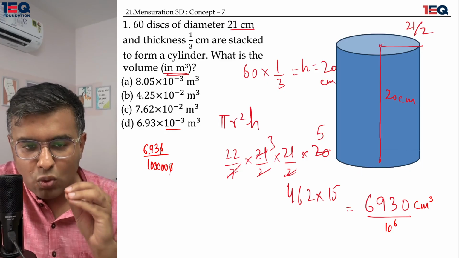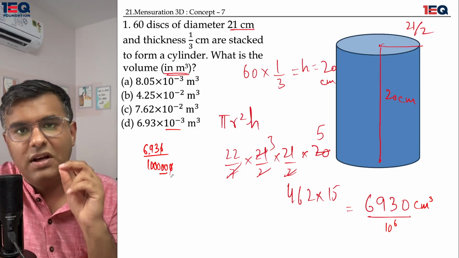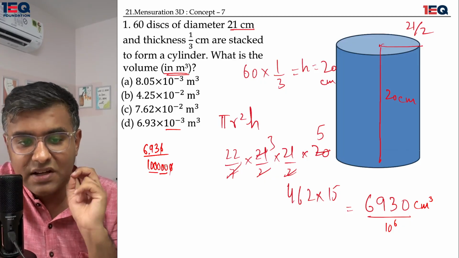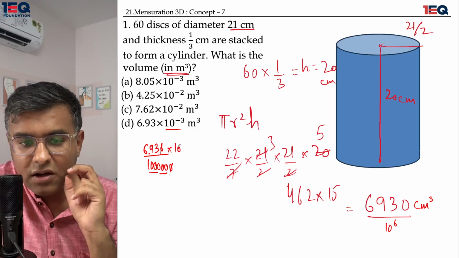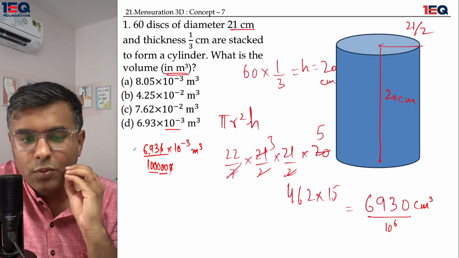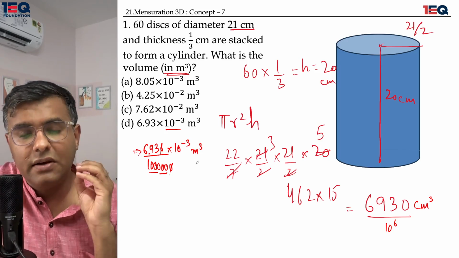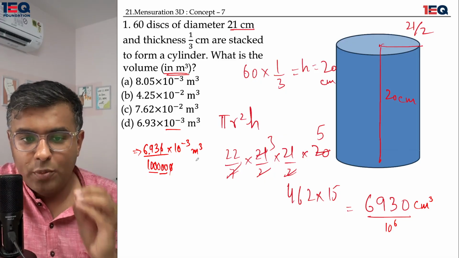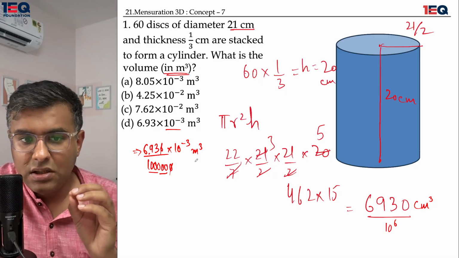So two decimals have been used with the help of two zeros. Now we have three zeros left, which would in turn come into 10 raised to the power minus 3 meter cube. Okay, 6.93 into 10 raised to the power minus 3 meter cube. I hope you're able to understand this, right?